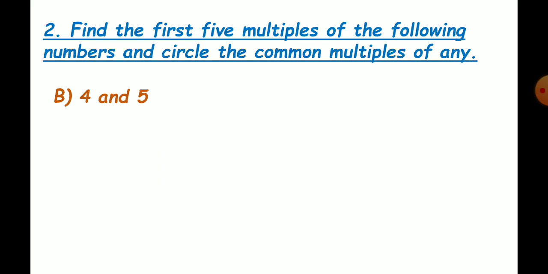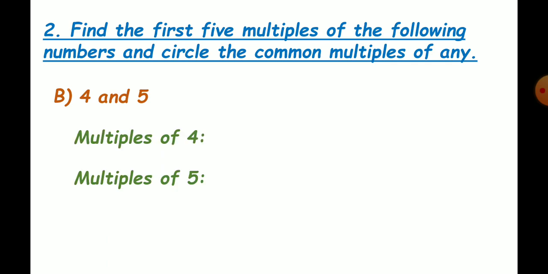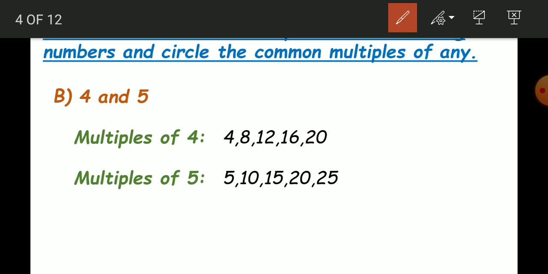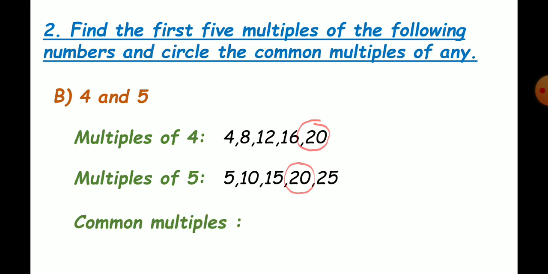First write the multiples of 4 and then the multiples of 5. Multiples of 4 are 4, 8, 12, 16 and 20. Multiples of 5: 5 ones are 5, 5 twos are 10, 5 threes are 15, 5 fours are 20, 5 fives are 25. Here we are going to find the common multiples. Which are the common multiples? Only 20 is the common multiple. So the common multiple is 20.